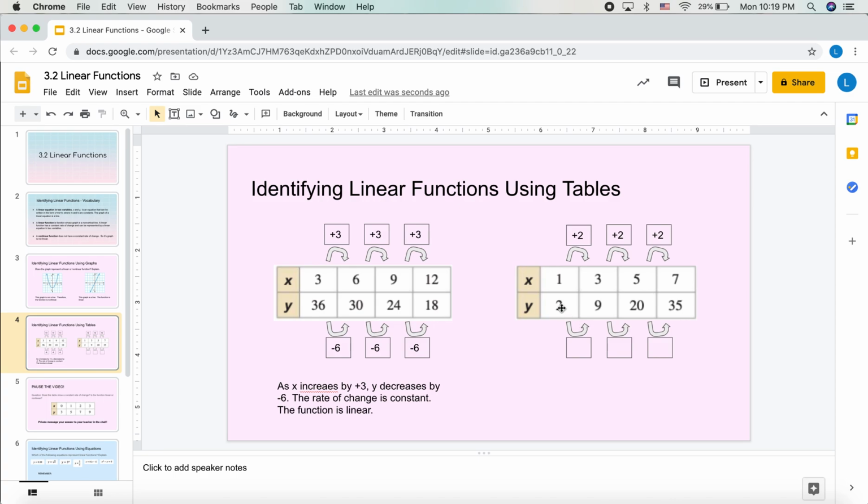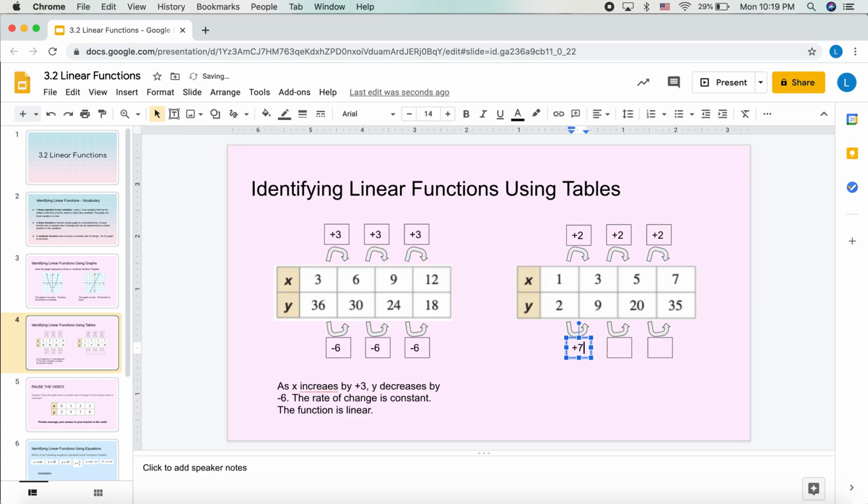So from 2 to 9, I would say that's adding 7. From 9 to 20 though, keep in mind, that's adding 11. So already we know that we don't have a constant rate of change because from 2 to 9 we're adding 7 and here we're adding 11. So this rate of change is not the same, or it's not constant. Let's go ahead and fill in this last box right here. From 20 to 35, I would say that's adding 15.